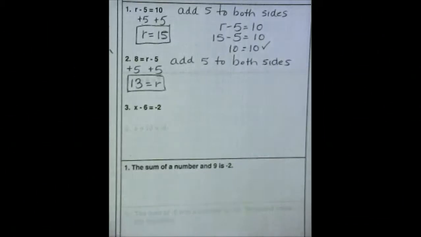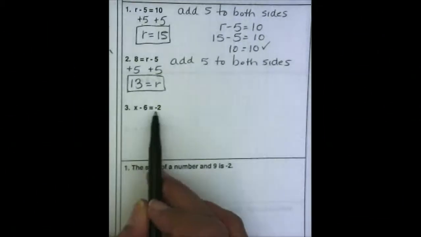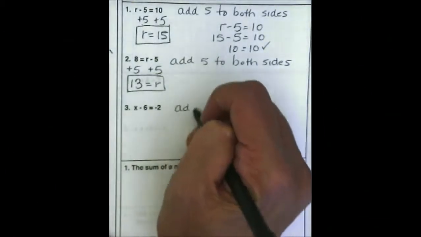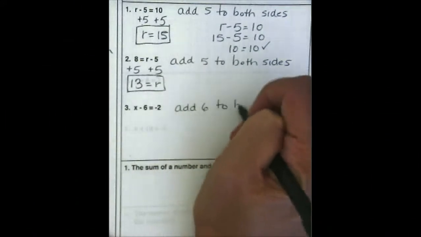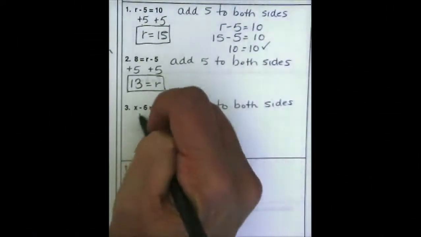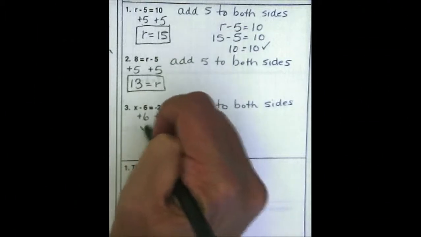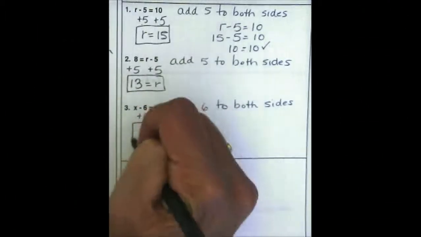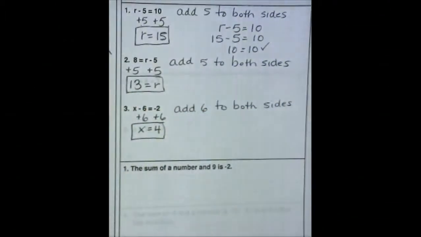And in example number 3, x minus 6 equals negative 2, so we're going to add 6 to both sides. We add 6 to both sides, we get x equals 4. If you need to show your work, negative 2 plus 6, you know that you have to subtract them. You have more positives, so it's positive.